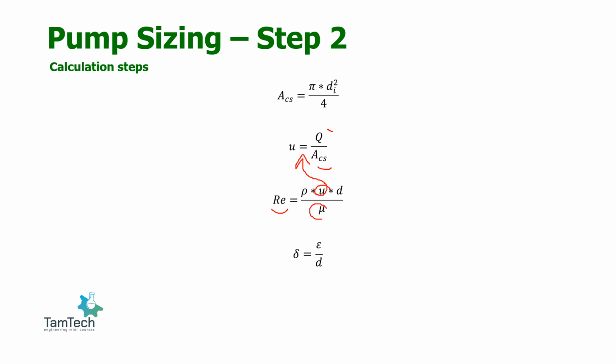After finding the Reynolds number, we will calculate relative roughness, which is equal to absolute roughness divided by diameter. We will use these two parameters in order to find the friction factor from the chart. I will show it later on.